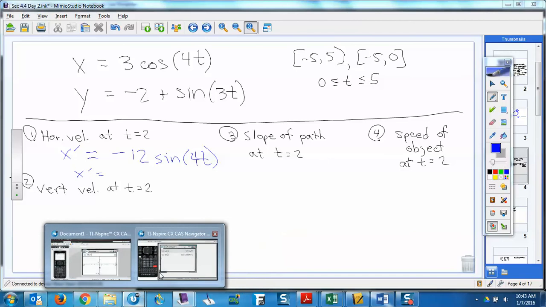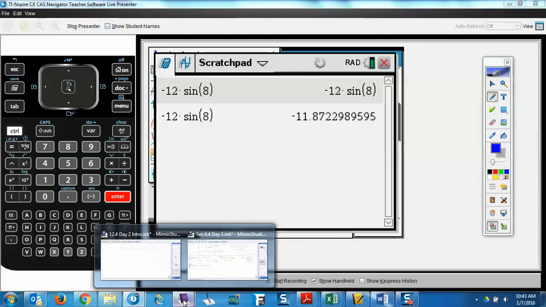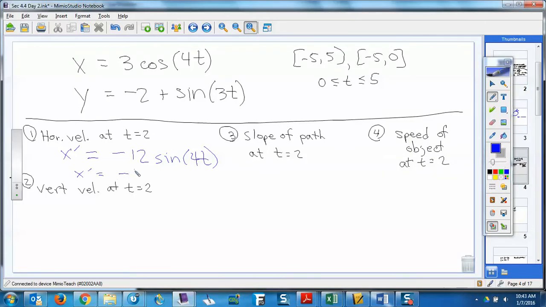Oops. What do you get, Caleb? Negative 11.87. $871. 229. So 87. Okay, and vertical velocity would be when y prime. So what's y prime here?